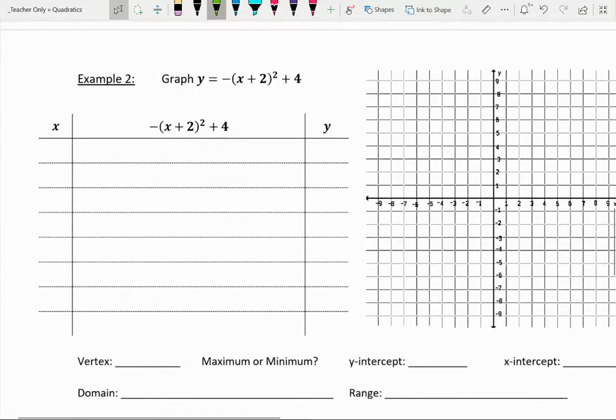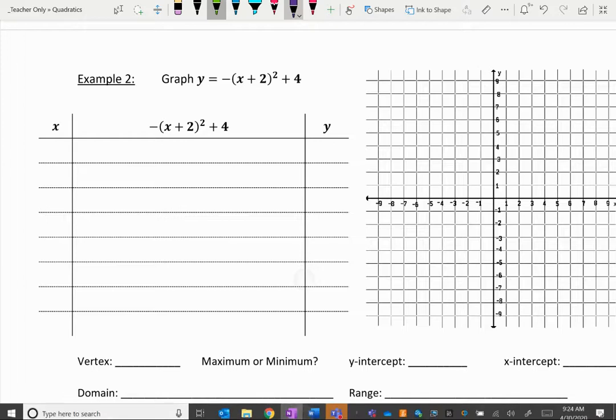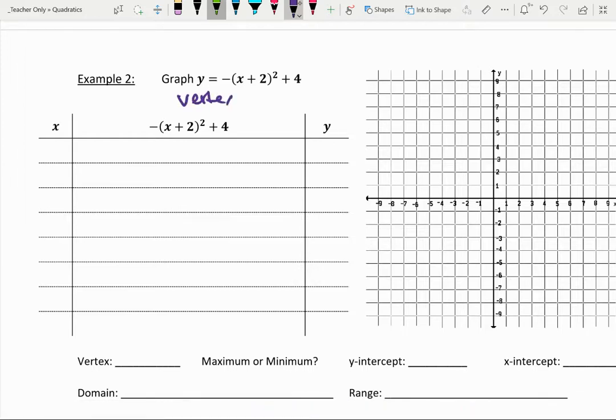So example 2, negative x plus 2 squared plus 4. So we're going to start with finding our vertex. This is vertex form, so we need our h and our k values. Well, opposite of what we see, that'll be -2. And then our k value is exactly what we see, so -2, 4. And I'm going to put that right in the middle of my table, right? My vertex goes right in the middle of my table.